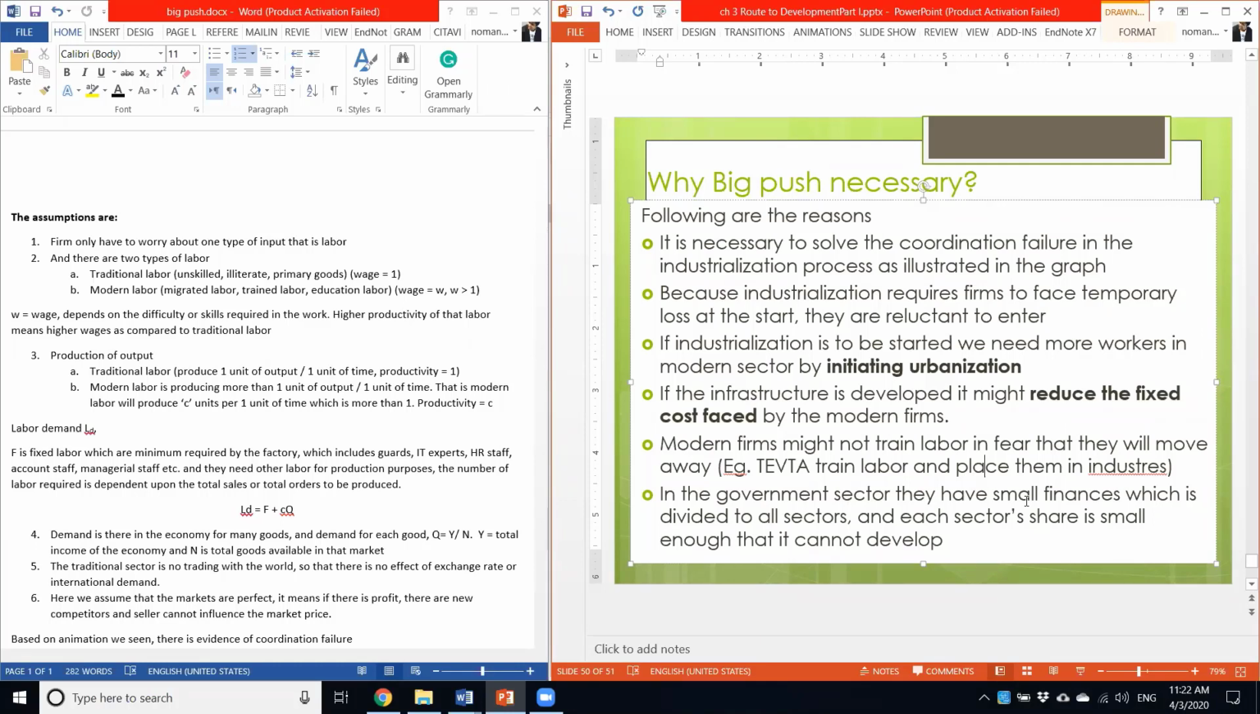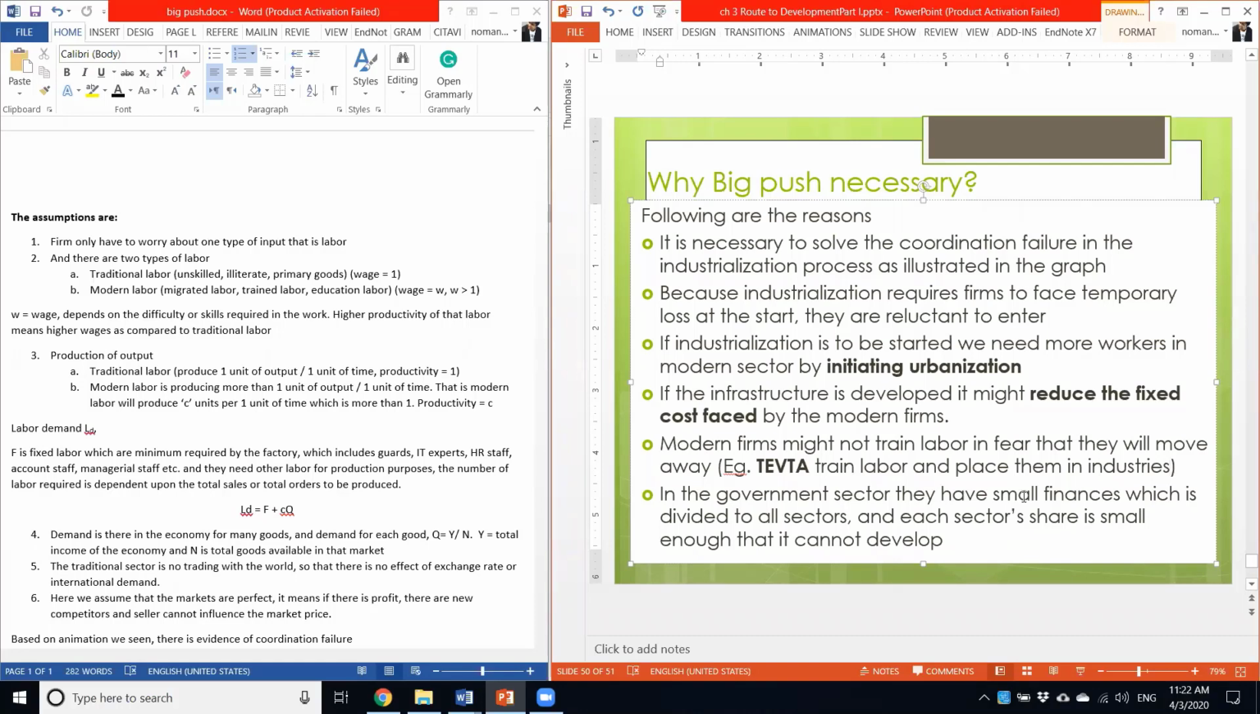So for that we need government institutes that can subsidize the training process. An example is the TAFTA Institute in Pakistan. The TAFTA Institute can help the industries reduce the cost of training. And second, in the government sector, they have small finance. So then why doesn't the government do it themselves? From the government side, their budget is very small. If they are looking to create multiple industries, they don't have enough resources to do them simultaneously. So they need help from the private sector so that their cost is reduced.